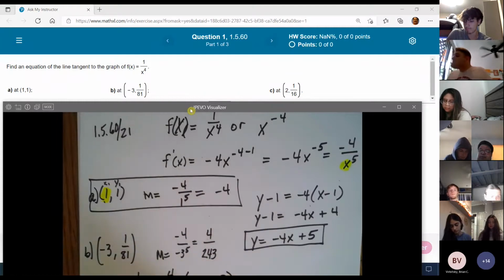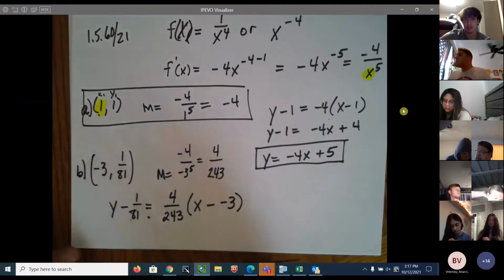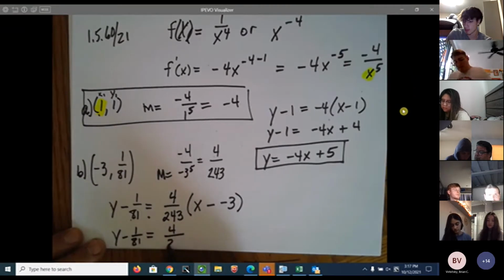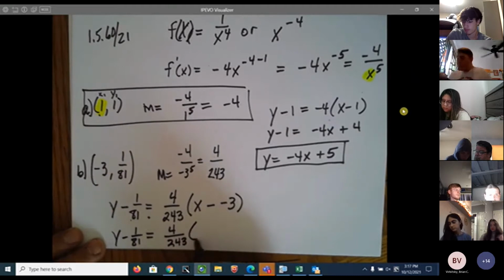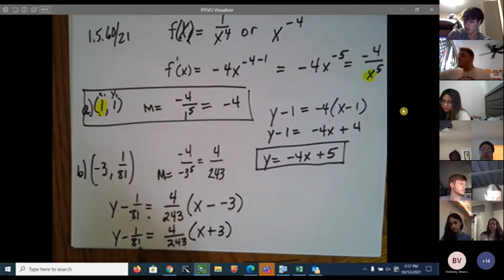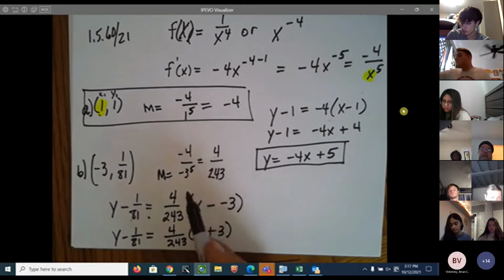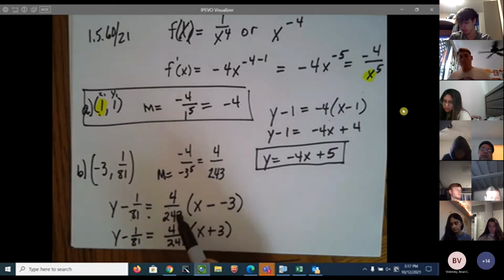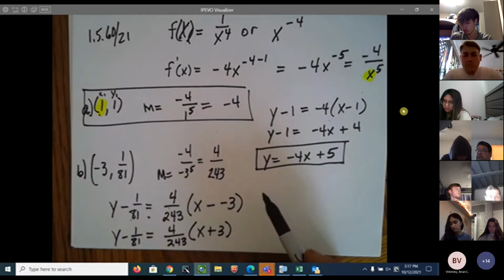And I'm going to take it one more step for you. Let me make this a little bit bigger. And that's going to be y minus 1 over 81 equals 4 over 243 multiplied by x plus 3. Now you need to work this out algebraically. Somebody check my -3 to the 5th. This would be negative. Yeah, negative divided by negative is a positive. Is 3 to the 5th 243? Check that, please.